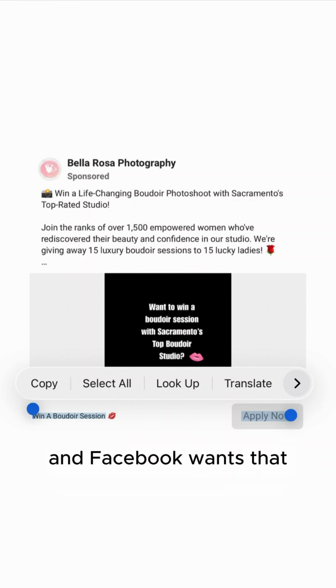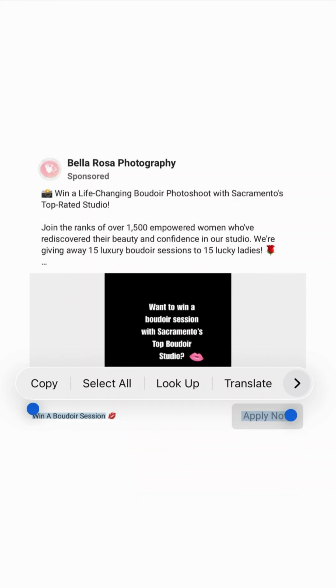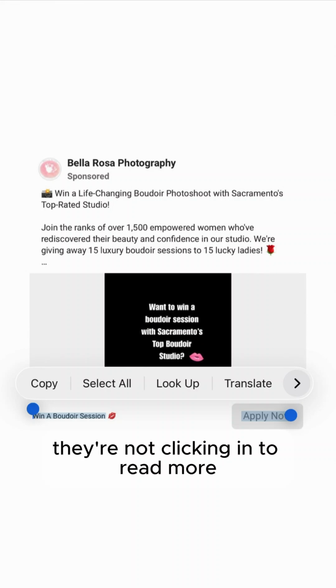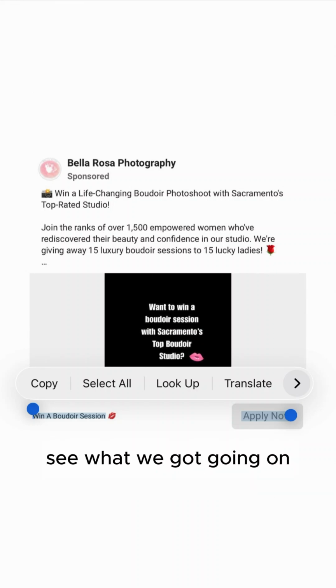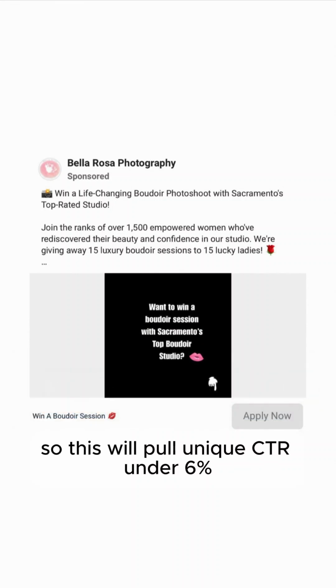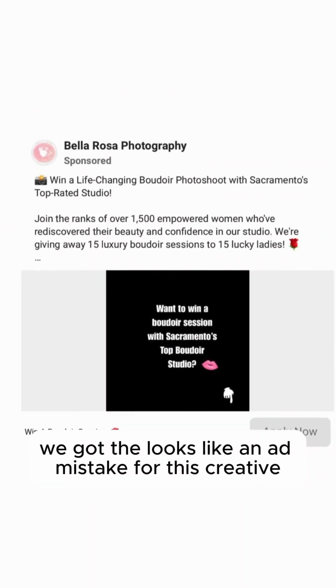And Facebook wants that because Facebook can serve more ads per unit time, because more women are scrolling by our ad per unit time. They're not clicking in to read more, see what we got going on. So it's good for Facebook, bad for us. So this will pull unique CTRL under 6%. We got the looks like an ad mistake with this creative.